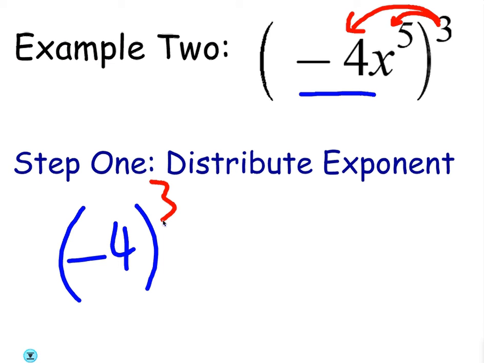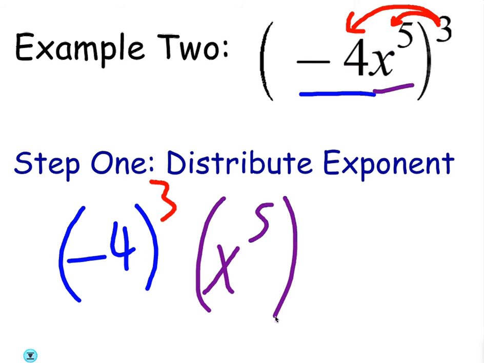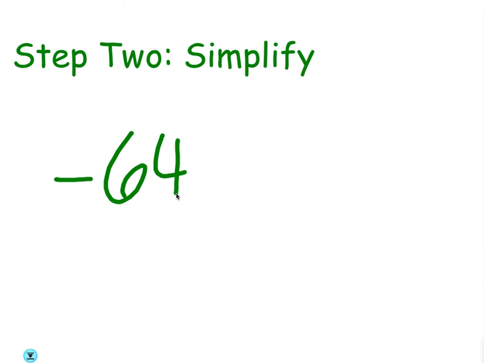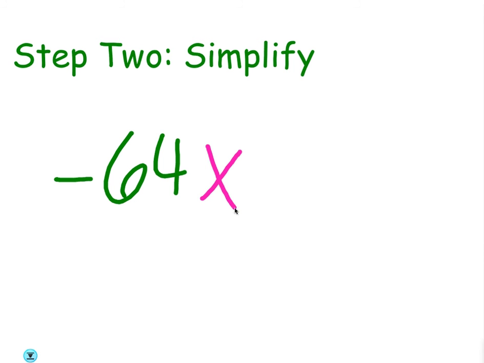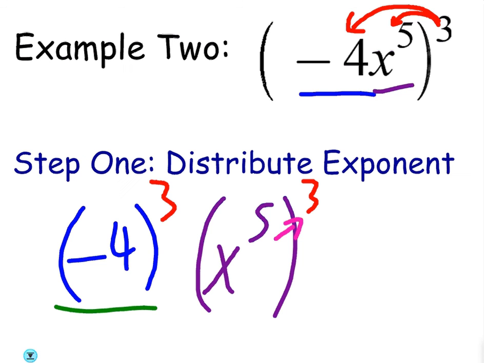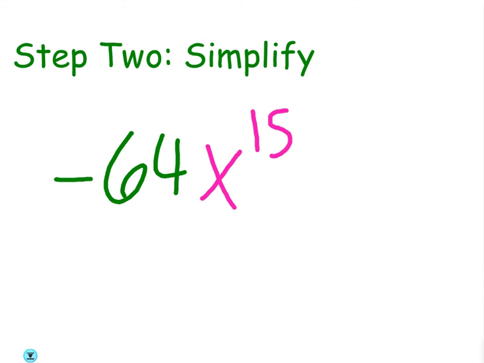Okay, and then we have x to the 5th cubed. So that's going to look like this. And then after we distribute, we can simplify. I think this might have been on the worksheet yesterday. -4 cubed is -64. And then you just multiply these two exponents to give you x to the 15th. So final answer, -64x to the 15.